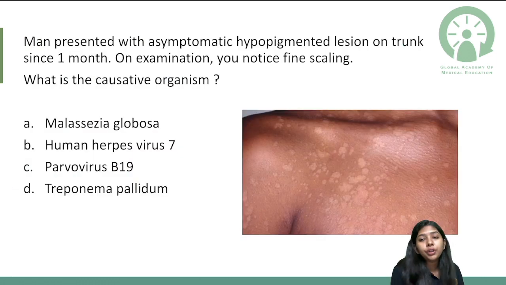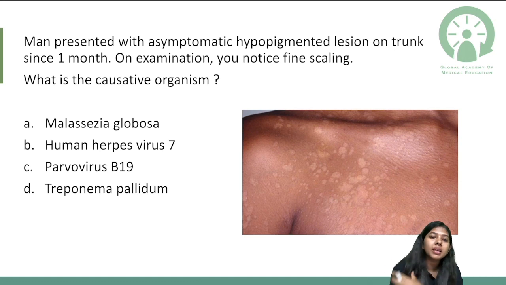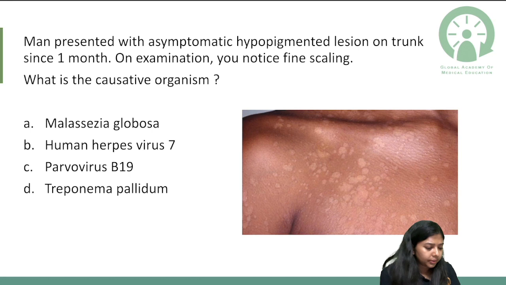Okay, now moving on to fungal infections. Few questions on fungal infections. A man presented with asymptomatic hypopigmented lesion on trunk since 1 month. On examination, you notice fine scaling. See, I've already discussed this. Fine powdery like scaling, hypopigmented lesions, very classically involving the trunk and the proximal extremities. What is this? This is pityriasis versicolor, right?